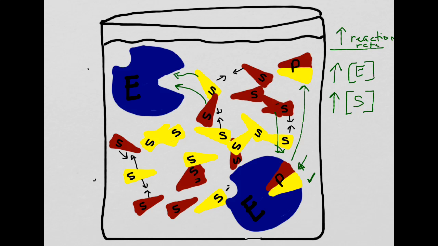That will hit a limit. When all the enzymes are saturated and you can't fill them up anymore, adding extra substrate won't help. So increasing substrate to a point. Okay. So both of those will increase the reaction rate.